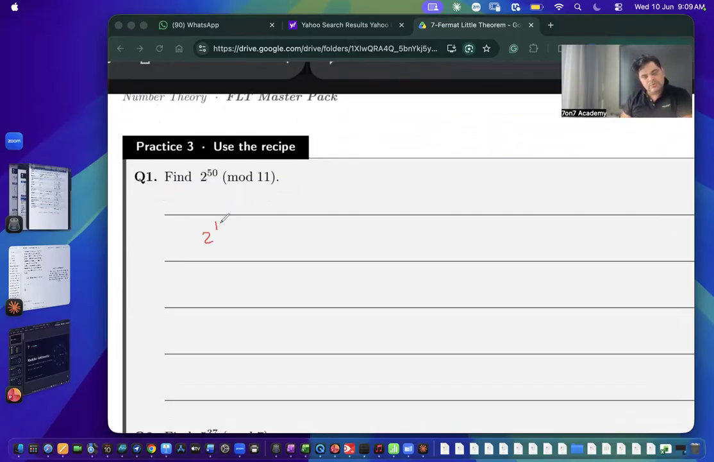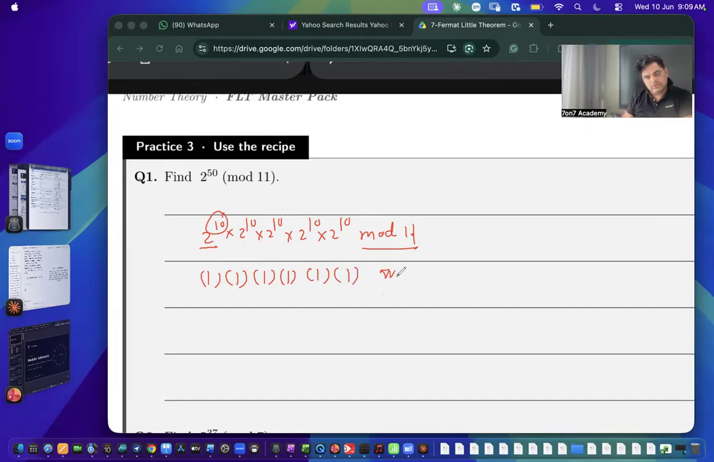Can't you write 2 raised to 10 into 2 raised to 10 into 2 raised to 10 into 2 raised to 10 into 2 raised to 10 mod 11? Understand? So you look into this and this is 1 lesser than this. So that would give you 1 remainder each time. So the multiplied one gives remainder 1 when divided.